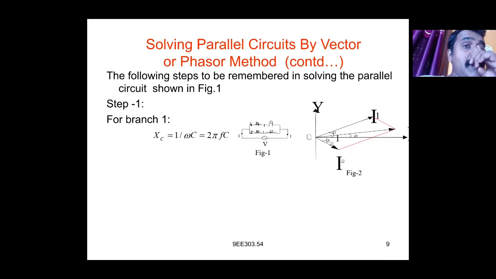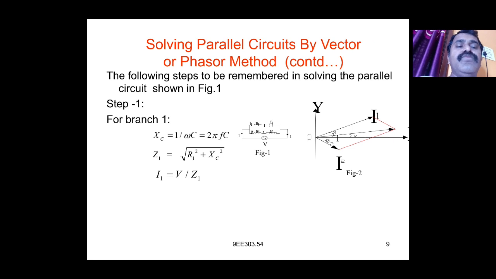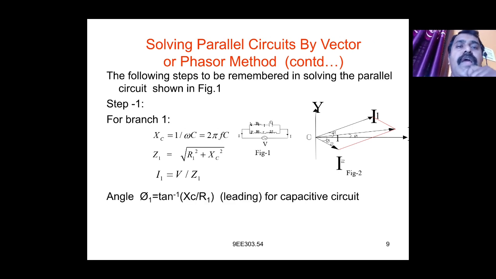For branch 1, XC is equal to 1 by 2 pi FC, that is 1 by omega C. Z1 is equal to under root of R1 square plus XC square. So I1 is equal to V1 by Z1. So angle phi 1 is equal to tan inverse XC by R1.